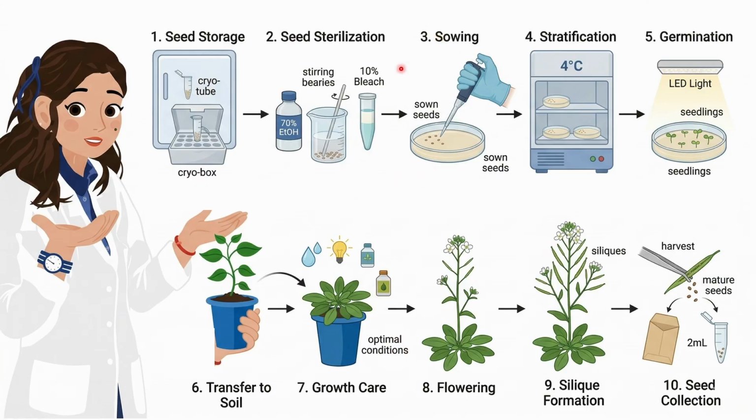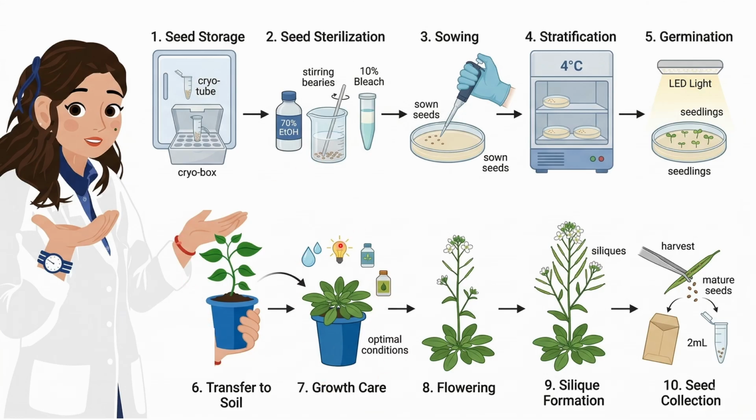Then we carefully sow the seeds on the MS agar plates. We cold stratify the seeds so that there is uniform germination. Then the germinated seedlings we keep in proper light conditions and proper temperature for their uniform growth. Once that is done, we transfer the seedlings into soil.